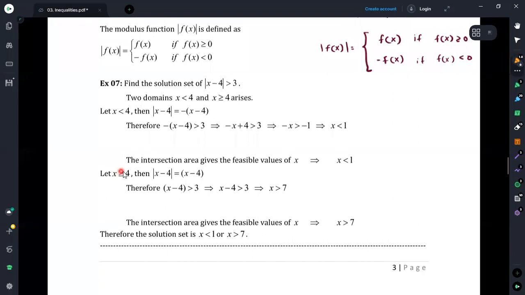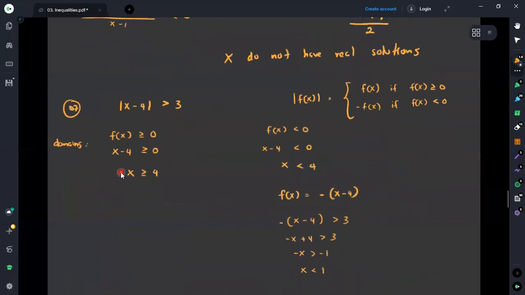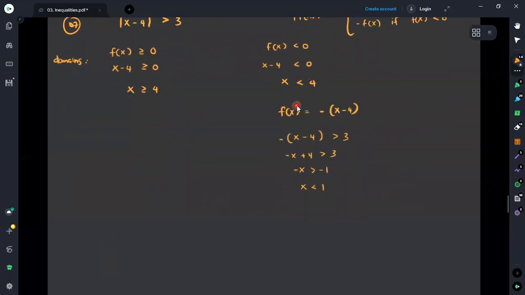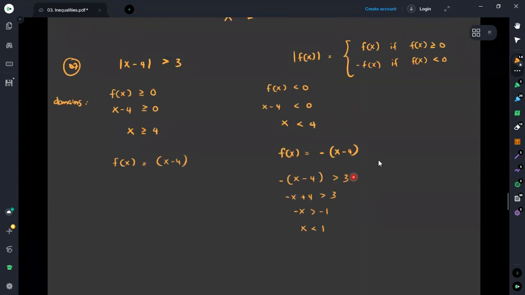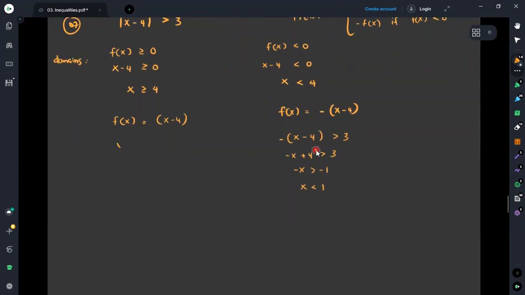But if you see the next region, we have to think about the region where x is greater than or equal to 4. Here, first we have identified the domains, thereafter we are finding out the behavior of f(x), what will happen for f(x) at the particular value of x. If x is greater than or equal to 4 in this region, f(x) behaves as plus x minus 4. Under this piecewise function, f(x) is greater than or equal to 0. Then we can take x minus 4 is now greater than 3. Therefore, x is greater than 7.